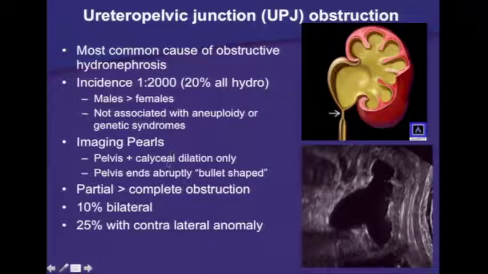Imaging pearls are that the renal pelvis and calyces are the only things that are dilated. The pelvis gets rather large. The renal pelvis can extend into the fetal pelvis and can end abruptly in a bullet shape. That's one of the classic morphologic findings. Partial obstruction is more common than complete. 10% are bilateral, and a quarter may have a contralateral anomaly.